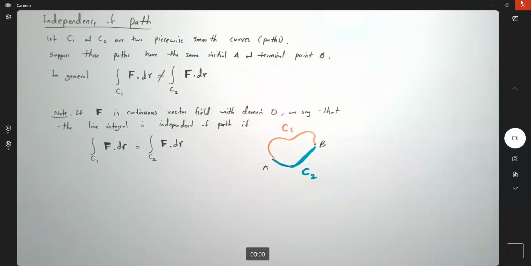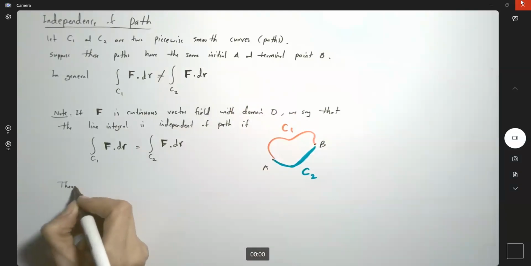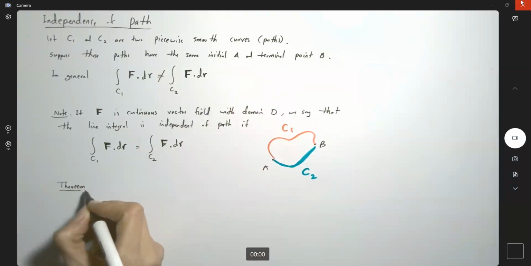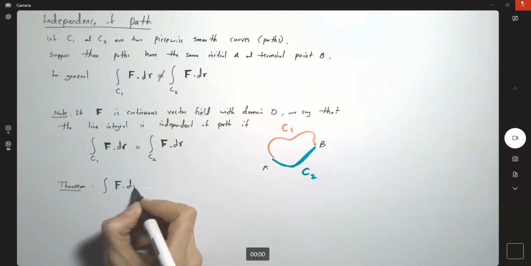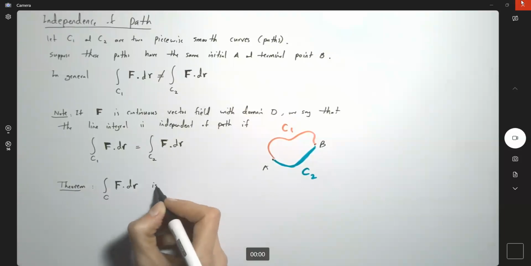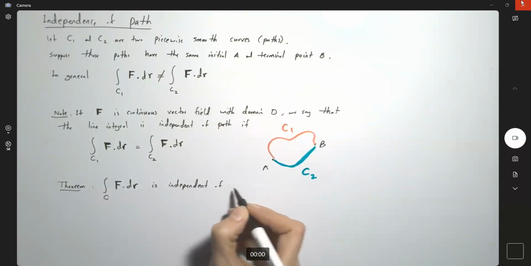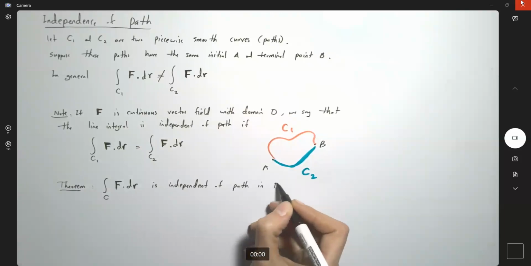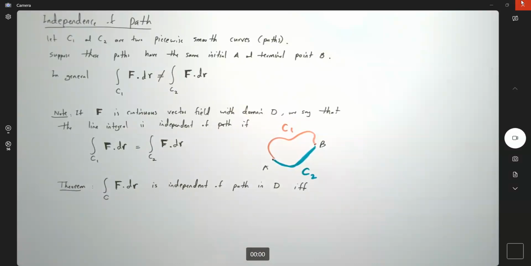We have a theorem. So we're going to see how to connect these dots. A line integral of f dot dr of vector field f over curve C is independent of path in D if and only if the line integral over C is 0 for every closed path C in D.